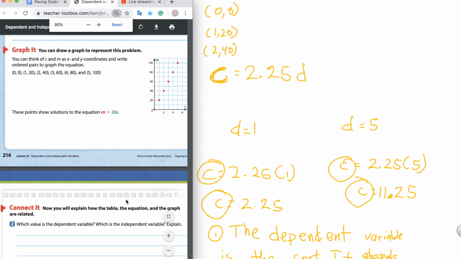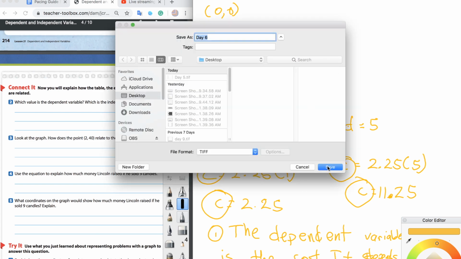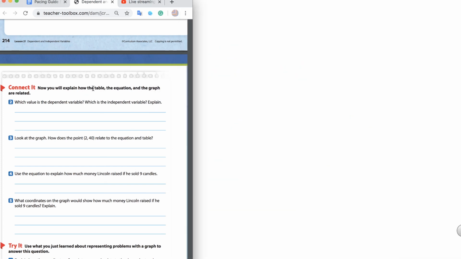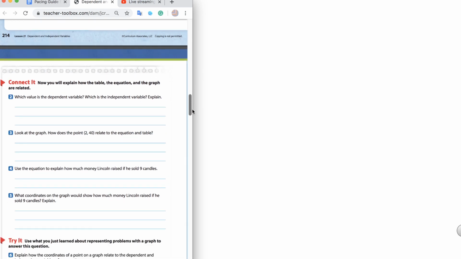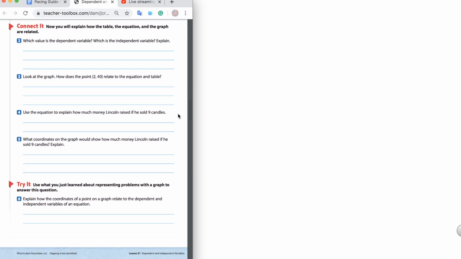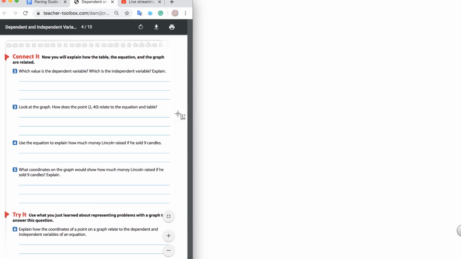Now, we're going to use that problem and this equation to help us find the answers for this page over here. So let me save this real quick. Day 15, part 2. There you go. Now it says, now you explain how the table, the equation, and the graph are related. So how are they connected? How are they related? So part number 2, which value is the dependent value? And you know what? Let's actually put this on this side. This page, I'm supposed to do with you as a teacher anyway, so it's okay if we do this together.